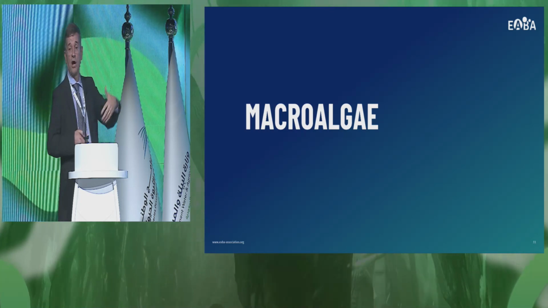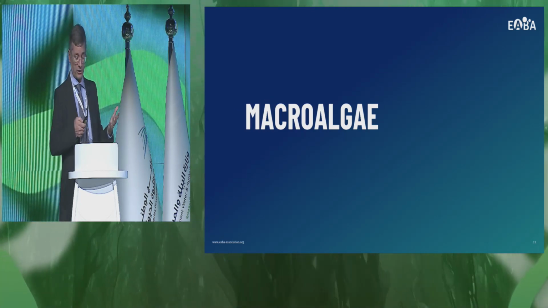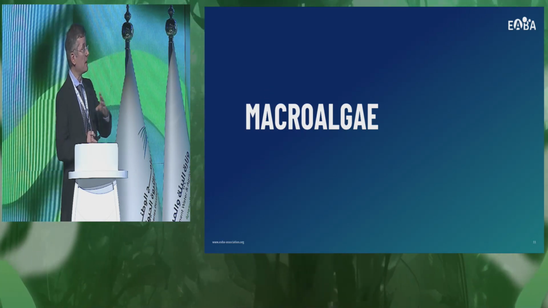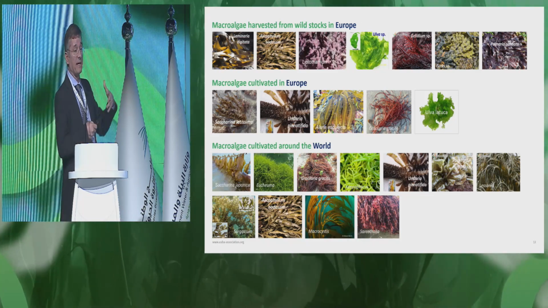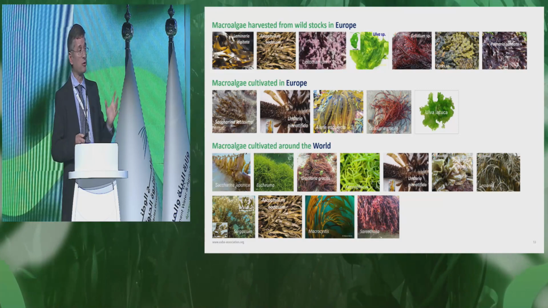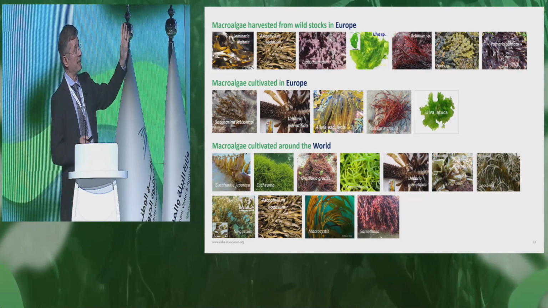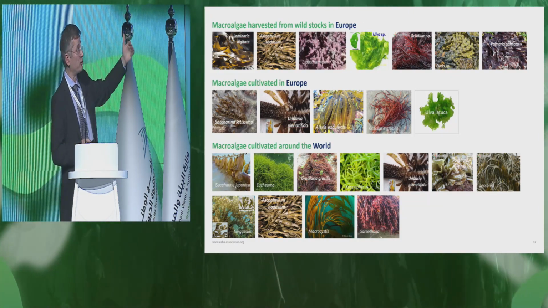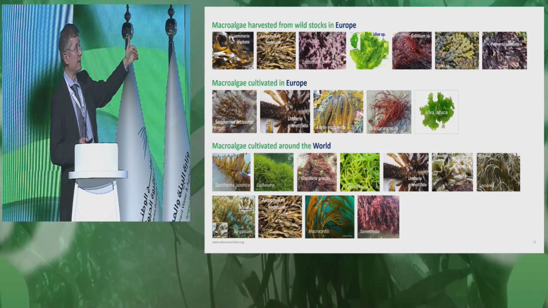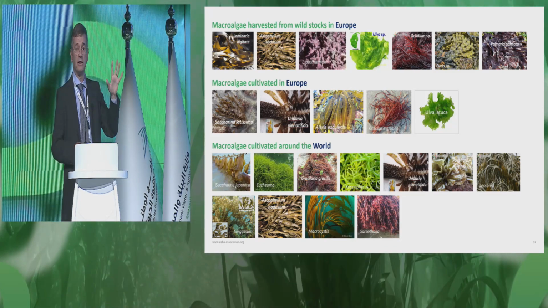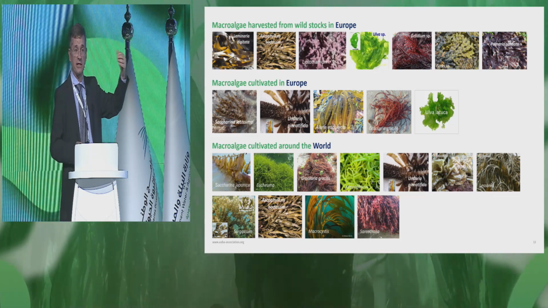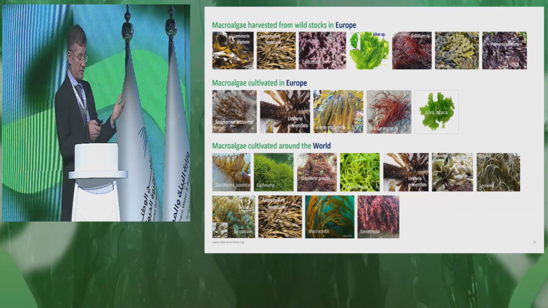Then let's see how these algae look. First, the macroalgae. This is the seaweed. There are many species that are cultivated across the world, but these are the main ones. At the top, we can see the main ones cultivated in Europe. Then at the bottom, the other ones all across the world. There are essentially three types: the red, the green, and the brown macroalgae.